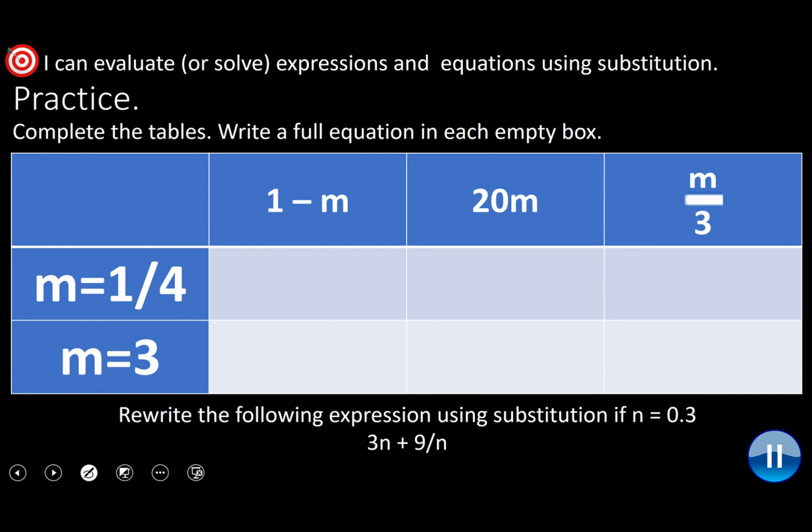If n equals 3/10, what would 3n plus 9 divided by n look like? Let's say that one more time: 3n plus 9 divided by n. What would that expression look like? You don't actually have to finish evaluating it. Just go ahead and write that expression. All right, I'm going to give you a chance to pause.